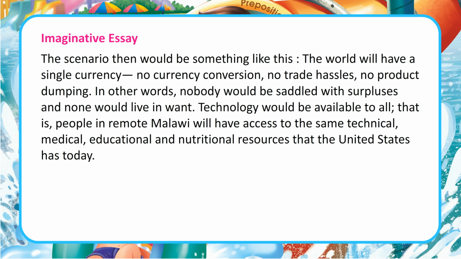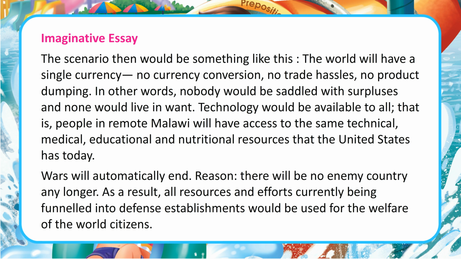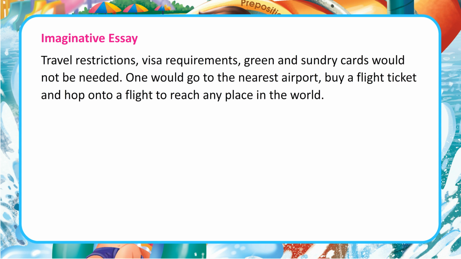Technology would be available to all, that is, people in remote Malawi will have access to the same technical, medical, educational and nutritional resources that the United States has today. Wars will automatically end. Reason: there will be no enemy country any longer. As a result, all resources and efforts currently being funneled into defense establishments would be used for the welfare of the world's citizens. Travel restrictions, visa requirements, green and sundry cards would not be needed.